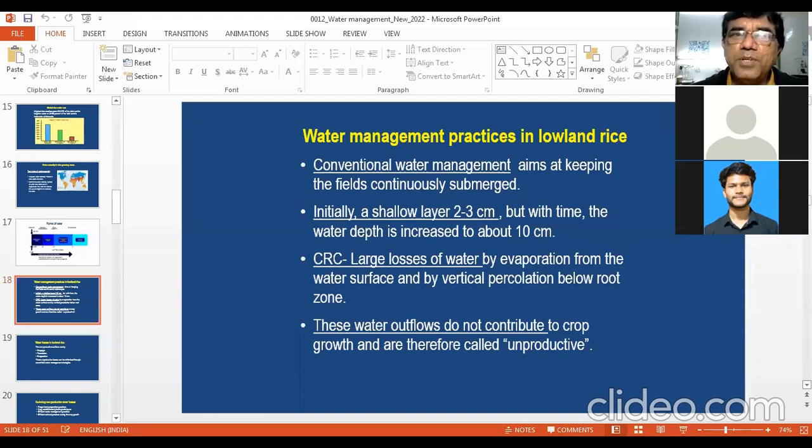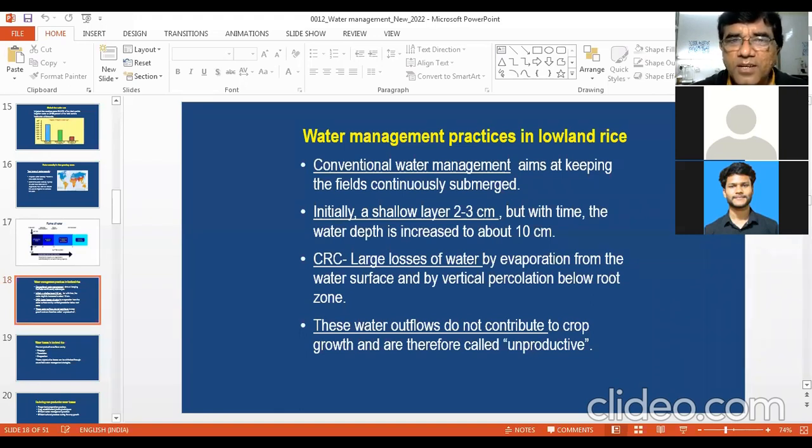Conventional aim is to keep the fields continuously submerged. Initially, a shallow layer of 2 to 3 centimeter, but with time, the water depth is increased to about 10 centimeter. After transplanting, you can maintain 2 to 3 centimeter layers of water, but after that, one can go up to 10 centimeter. But this is subject to availability of the water.